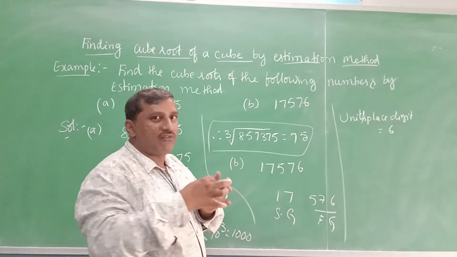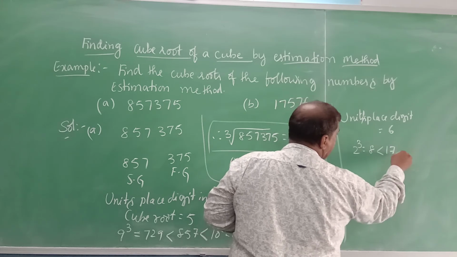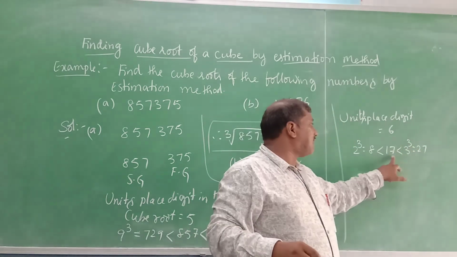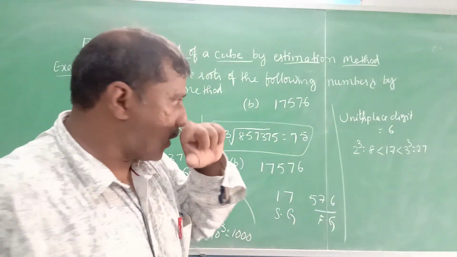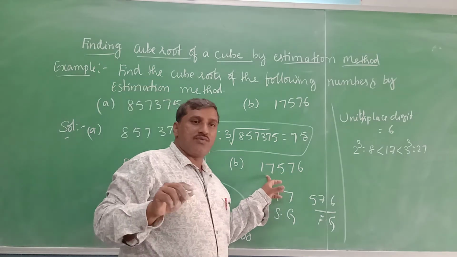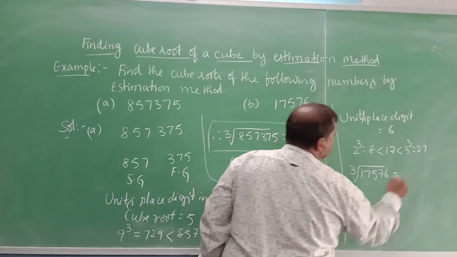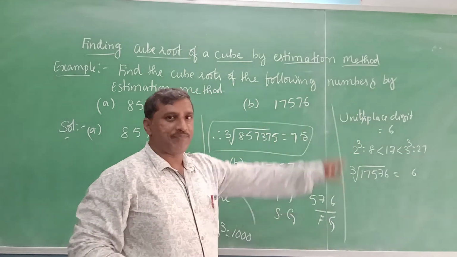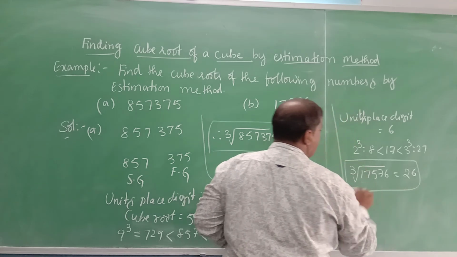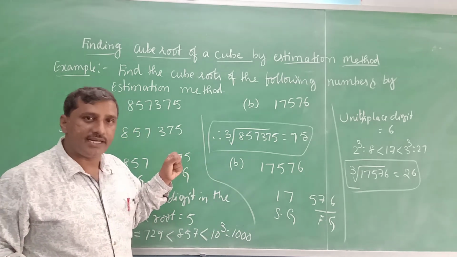Identify between which two perfect cubes 17 lies. 2 cubed is 8, which is less than 17, and 3 cubed is 27. So 27 is more than 17 and 8 is less than 17. 8 is the nearest perfect cube. Now the cube root of 8, that is 2, will be the tens place digit of the cube root of 17,576. So the units place is 6 and the tens place is the cube root of 8, which is 2. Now the cube root of 17,576 is 26. Like this, we will find the cube roots by the estimation method. Is it clear, children?